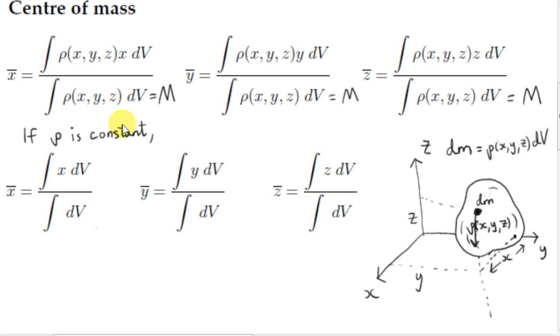If the density of the object is constant, in other words, the density is the same everywhere for any point x, y, z in the object, well, we can just take the rho outside the integral sign above and below and cancel them out. So x bar simplifies down to the integral of x dv over the integral of dv. Now, the integral of dv is just the volume of the entire object. And again, we have similar formulas for y bar and z bar, we just cancel out.